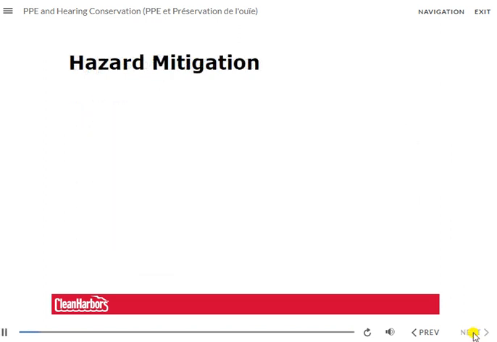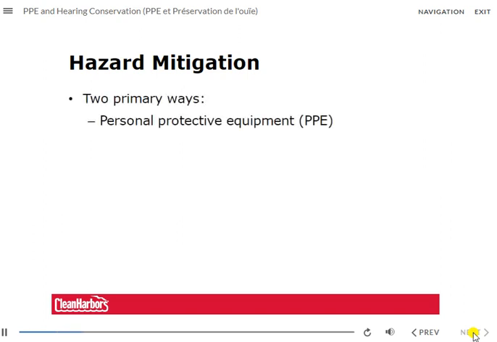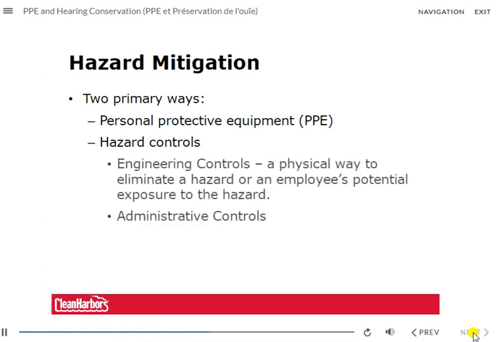There are 2 primary methods to mitigate hazards. One is through the use of personal protective equipment, and the other is by using a hazard control to prevent exposure to the hazards and their consequences. Let's take a moment to review hazard controls. The first control in the hazard control hierarchy is the engineering control. The goal of engineering controls is to eliminate the hazard or the employee's potential for exposure to a hazard.